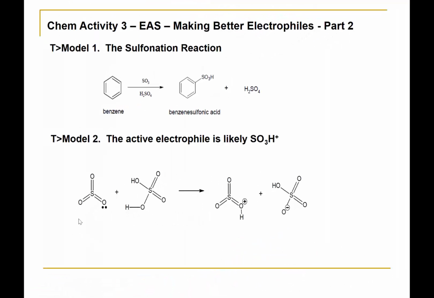In this video, we'll explore the sulfonation reaction of benzene to produce benzene sulfonic acid. This is another example of electrophilic aromatic substitution, where we're substituting one of the hydrogens on benzene for, in this case, a sulfonyl group. The conditions we use are SO3, which is actually a gas, and sulfuric acid.